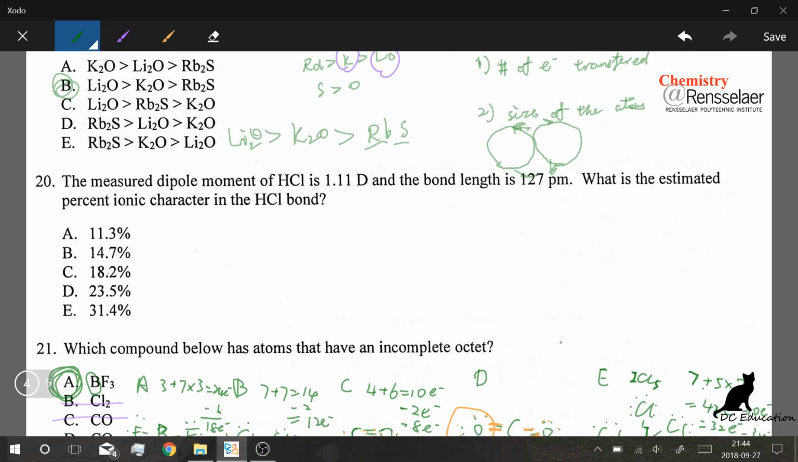So we're on question number 20. It says the measured dipole moment of HCl is 1.11 debye, and the bond length is 127 picometers. What is the estimated percent ionic character in an HCl bond?